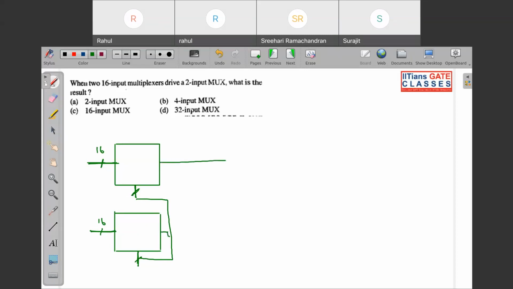So just now we saw a 32 cross 1 mux using 16 cross 1, 8 cross 1, 2 cross 1. So if you see, from here how many selection lines do we have? We have 4, and from here we will have 1. So 5, in total 5 selection lines. Let me ask you one more thing over here.